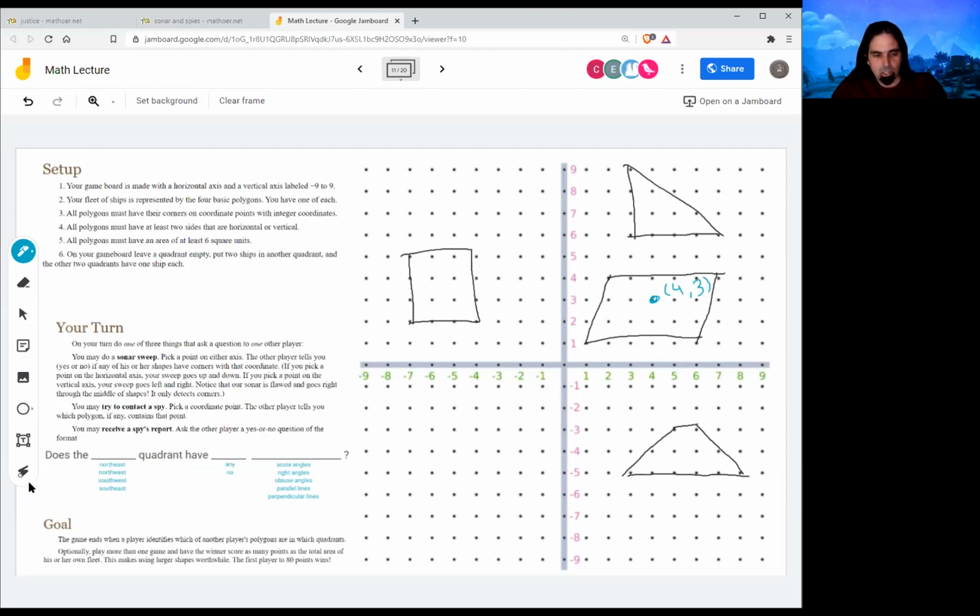And then lastly, you can get a report from one of your spies. It's a yes or no thing, and it's a fill in the blank where you ask about one of the quadrants. So does the northwest quadrant or does the top right quadrant have any of these things or have none of these things? And then you pick one of the jargons that we just talked about: acute angles, right angles, obtuse angles, parallel lines, and perpendicular lines. If you find where they have some right angles, then that means you know where their rectangle or their triangle is.